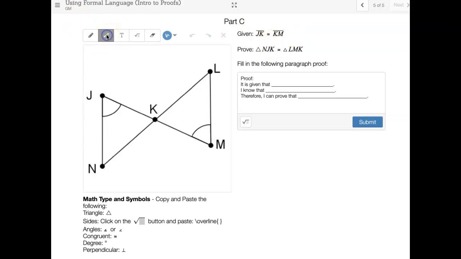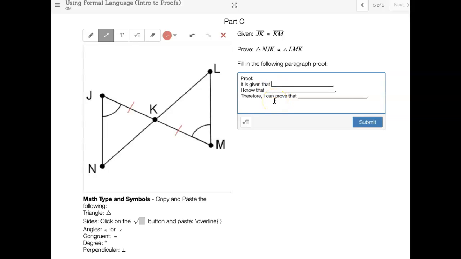I'm going to grab my little line tool here, change it to red and to the thinner line, and mark JK as congruent to KM. So JK gets a tick mark and KM gets a tick mark. I'm using the tick marks to show the given information that JK is congruent to KM.